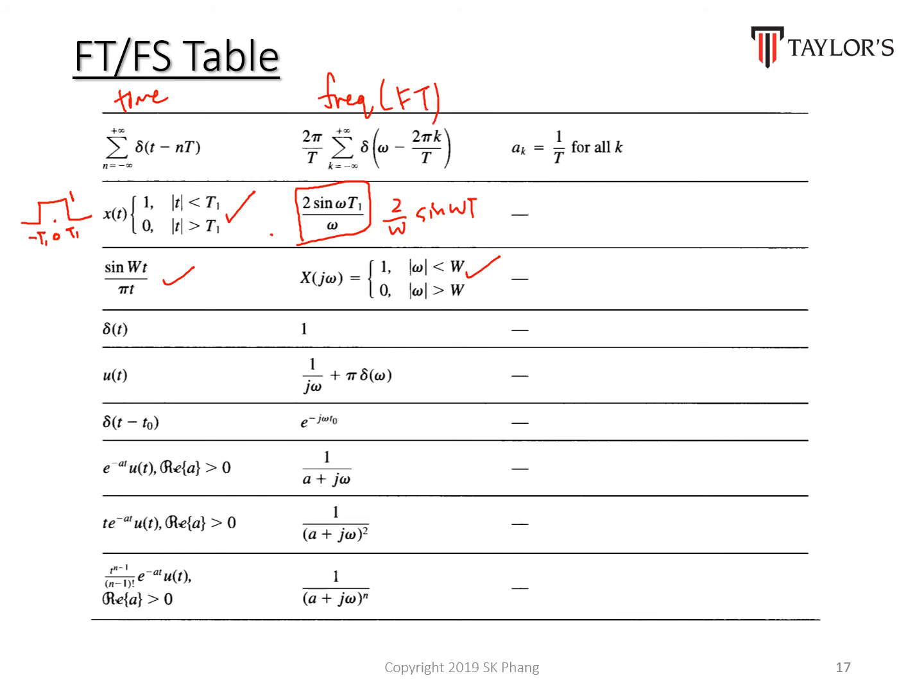And then if you have a spike signal in time domain, meaning that in time domain your signal is like that, the spike at 0, then in your frequency domain it is just a constant 1. If you have a step signal, then in frequency domain you'll get this.